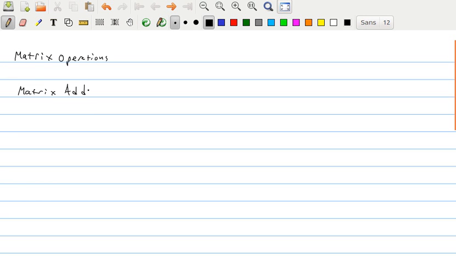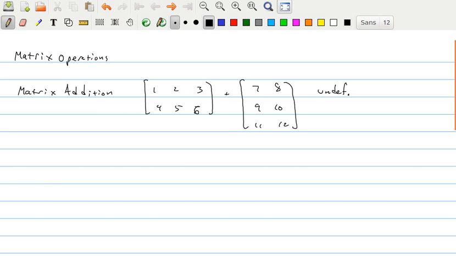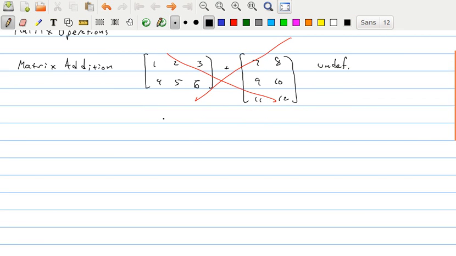To add two matrices, first off, the two matrices have to have the same number of rows and columns. So for example, if we have the matrix 1, 2, 3, 4, 5, 6, and we're adding to this the matrix 7, 8, 9, 10, 11, 12, this is not defined. The two matrices don't have the same number of rows or the same number of columns, so we can't do this addition. So that problem actually doesn't make any sense. Despite the fact that they both have 6 entries, we don't define addition in this case.